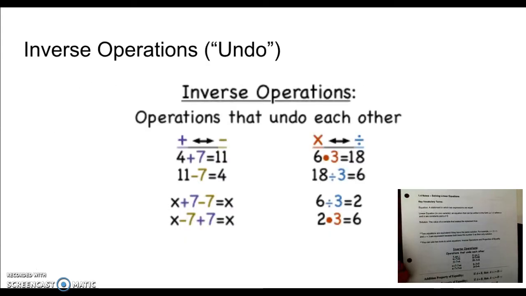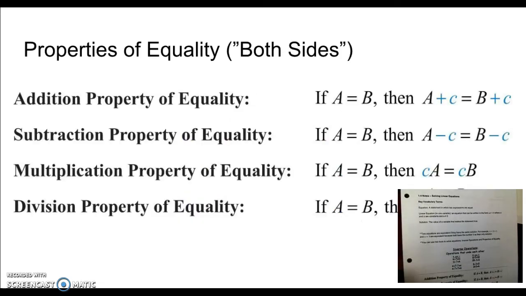So the first one is inverse operations, and that's the one that we think of as undoing whatever's been done to the variable. So if I have x + 7, if I subtract 7 on both sides, that undoes the adding of 7. And we also want to think about addition and subtraction. Those are inverse operations. They undo each other. 4 + 7 = 11. 11 - 7 is 4. Similarly, multiplication and division are inverse operations. They undo each other. 6 times 3 is 18. 18 divided by 3 is equal to 6.